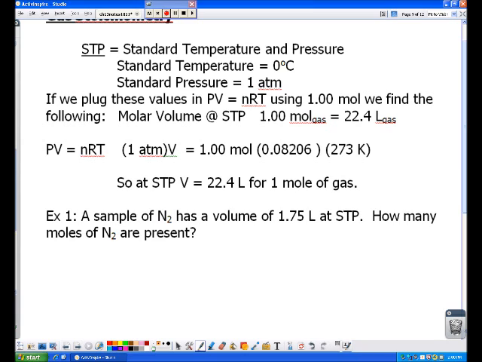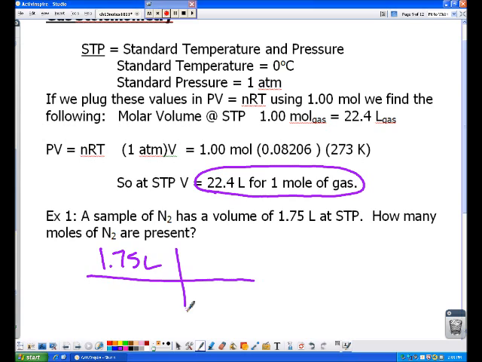If you have 1.75 liters of any gas, and you want to know how many moles that is, set up a little dimensional analysis thing. Since this is 1.75 liters, what has to go on the bottom to cancel out? Liters. And it's 22.4 liters is the same as 1 mole. And it doesn't matter if that's nitrogen or hydrogen or helium or carbon dioxide. It's the same ratio all the time at STP, standard temperature and pressure.